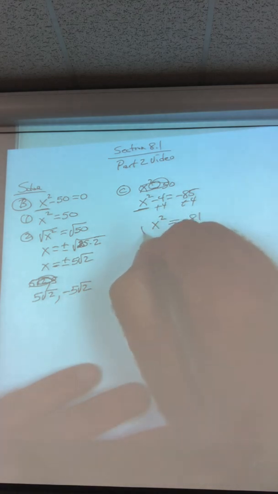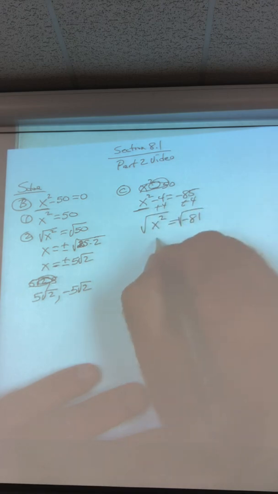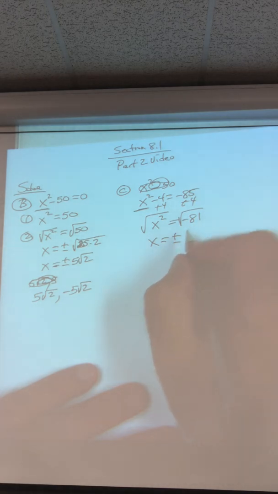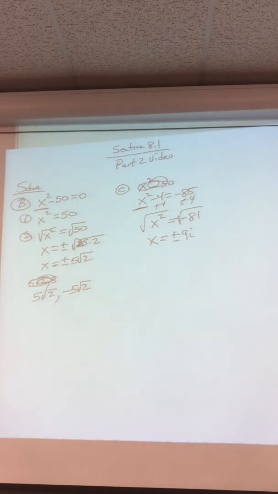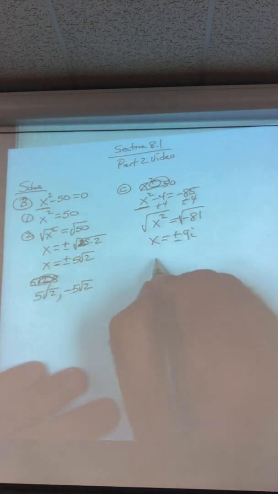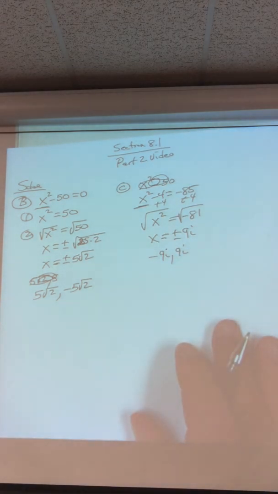Step 2, take the square root of both sides. When you do, this becomes x. This becomes plus or minus, always. I, because of the negative, under. And square root of 81 is 9. So that'll be plus or minus 9i. And again, you could enter it that way, I think, or you can certainly enter it this way on the computer.